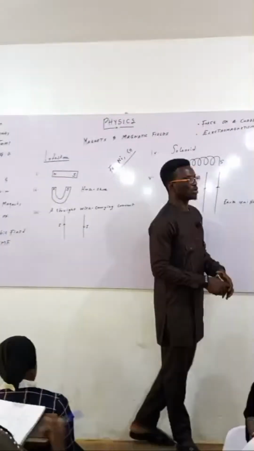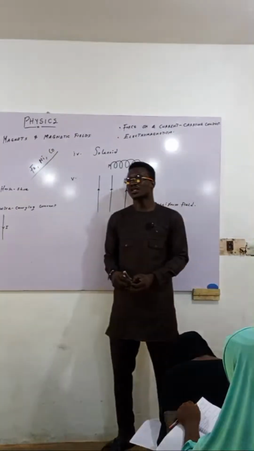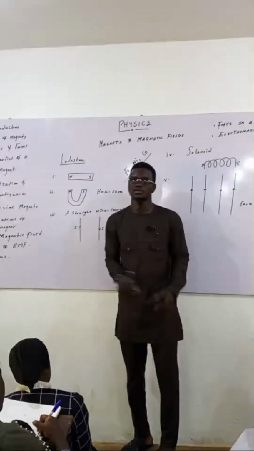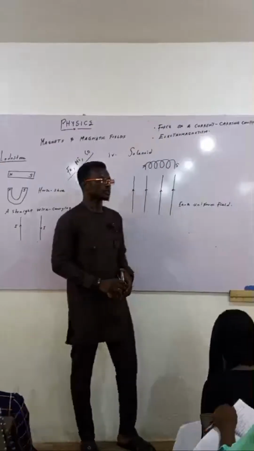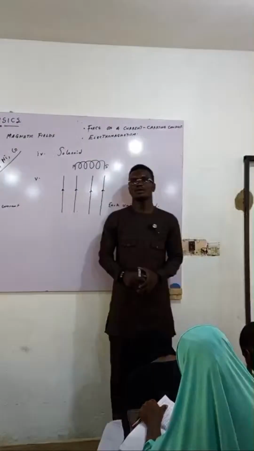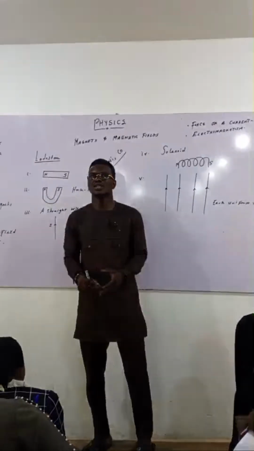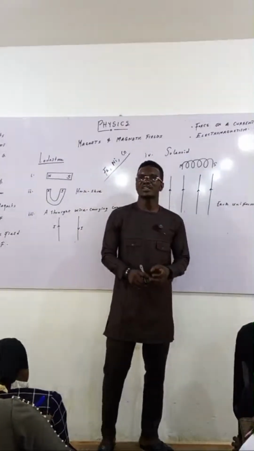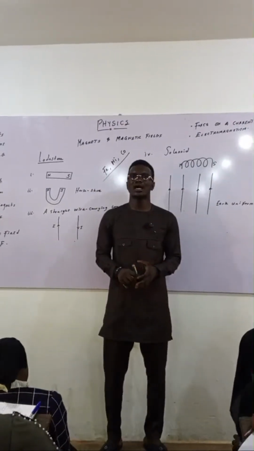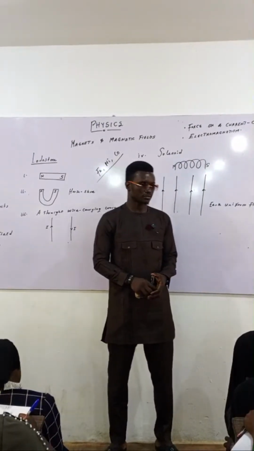Number 3. Magnetic field. I'll be focusing on this, all of them have their magnetic field, but we'll see. Magnetic field. This is the region around a magnet where magnetic force is felt.